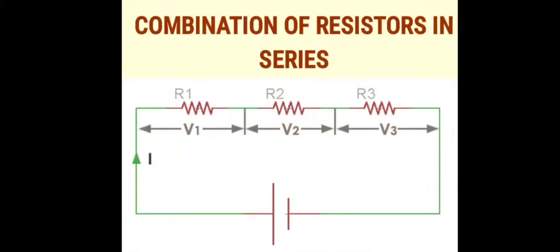The first one is the combination of resistors in series. Resistors are said to be connected in series when they are connected end to end. One end of a resistor is connected to one end of the next resistor, and the other end of this resistor is connected to one end of another resistor, like this. Such a connection we call a series connection.